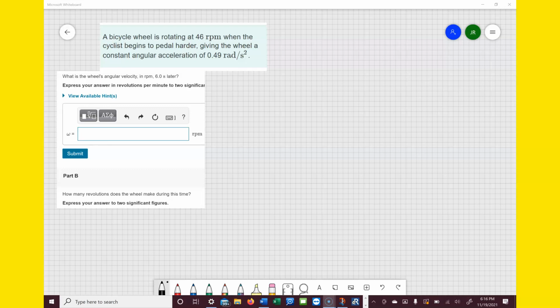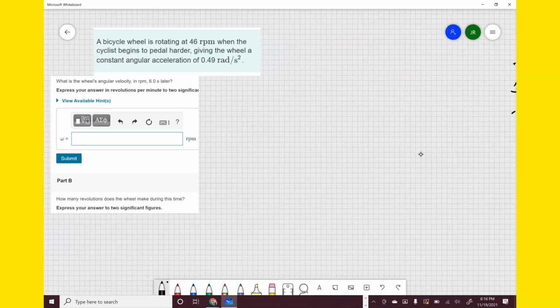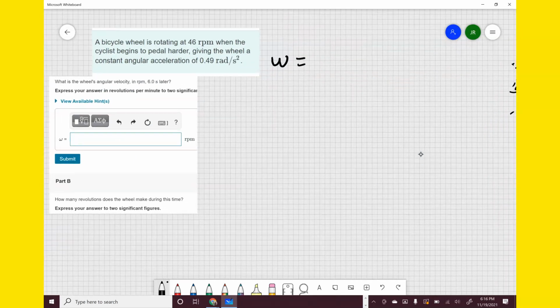Alright, a bicycle wheel is rotating. It gives us the omega. That's 46 revolutions per minute. It also says that the bicyclist starts pedaling harder, giving it an angular acceleration. So not only is it going around the circle at a constant velocity, actually that angular velocity is increasing. We have an angular acceleration. That's alpha. Alpha is 0.49 radians per second squared.